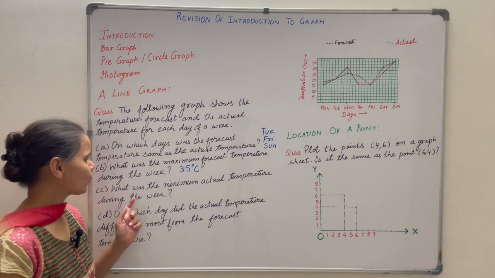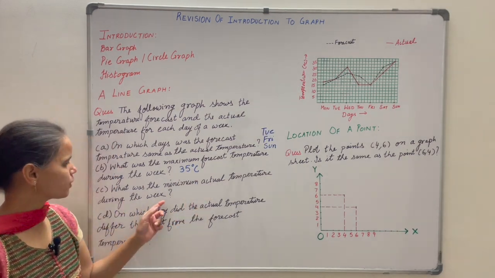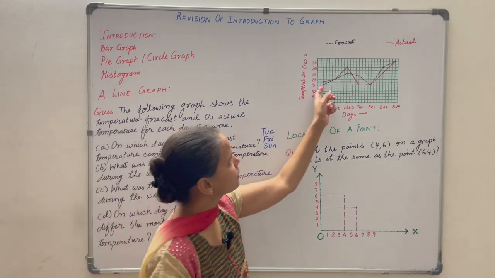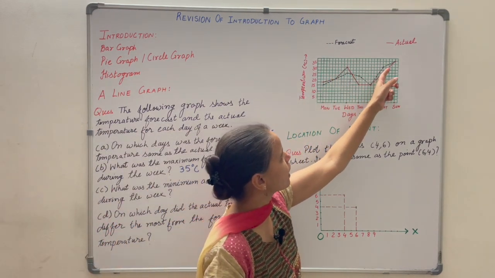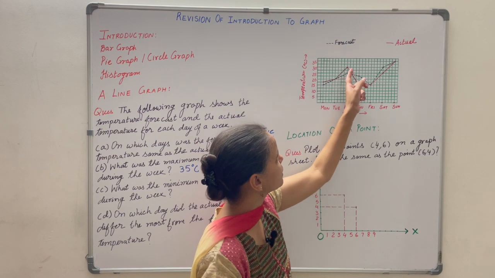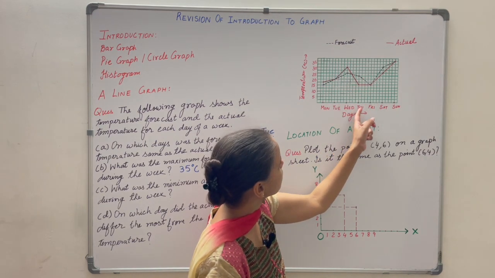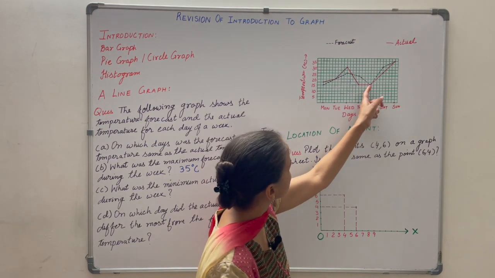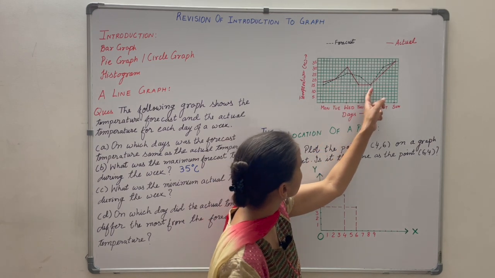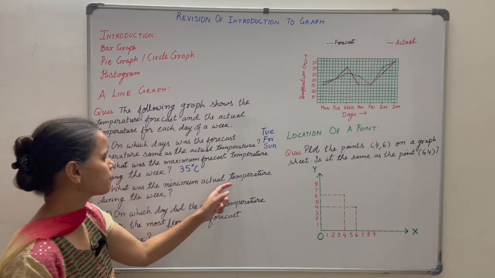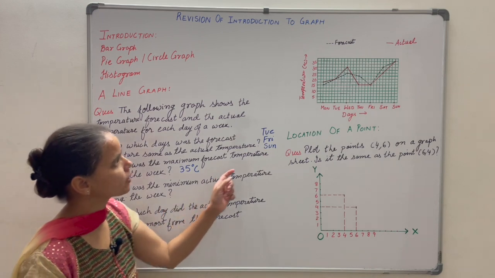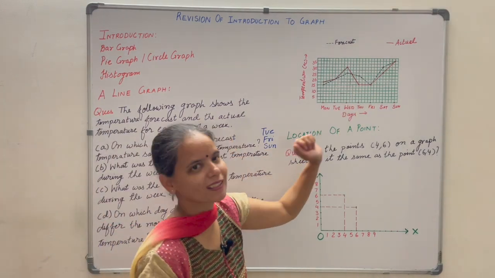Next question, what was the minimum actual temperature during the week? So this red color graph is for the actual temperature. It is minimum during Thursday to Friday. So you can see how much is that? 15 degrees centigrade. So what was the minimum actual temperature during the week? It is 15 degrees centigrade.